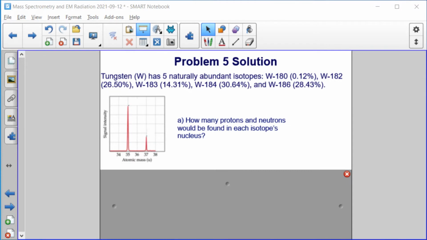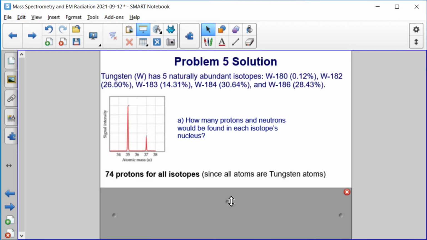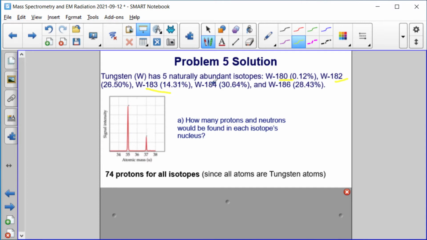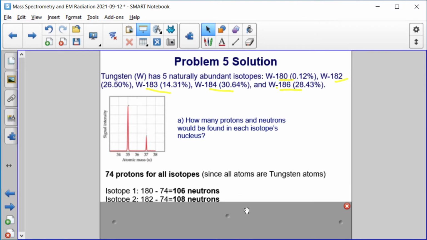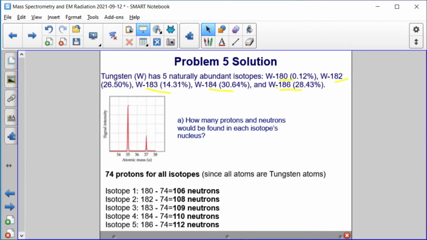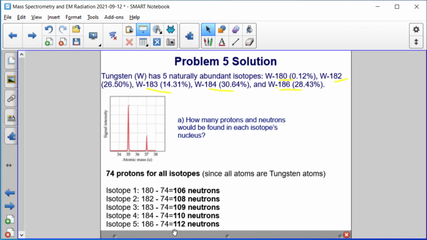Okay, Part A asks how many protons and neutrons would be found in each isotope's nucleus. First of all, in order to be the element tungsten, all isotopes have to have 74 protons. It is element number 74 on the periodic table. Then to find the neutrons, we take the mass numbers given, 180, 182, 183, 184, 186. Remember, those are the total protons plus neutrons. So if we subtract the number of protons from the mass number, that gives us the number of neutrons. I've subtracted 74 from each mass number to get the number of neutrons for each isotope: 106, 108, 109, 110, and 112.